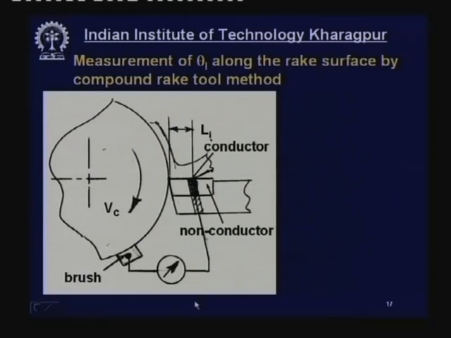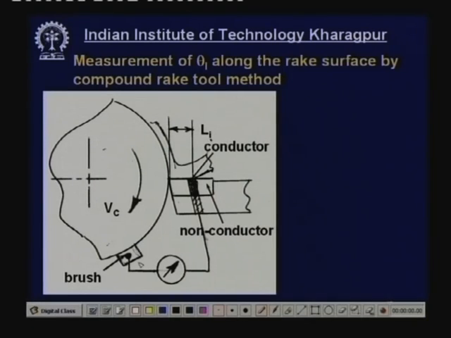Another technique, say, compound rake tool. This is the compound rake tool. This is the cutting tool. This cutting tool is made of a non-conducting material, suppose ceramic. We take ceramic, which is a non-conductor, but it has a small slit and a hole. This slit is filled up with another tool piece made of conducting material, say carbide, tungsten carbide. So, this cutting tool is manufactured from a ceramic tool with a small strip of tungsten carbide, which is thermally conductive, at a distance, say L distance, this much.